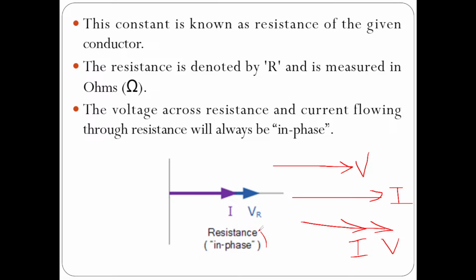So this is the phasor relation between voltage and current. Draw this.